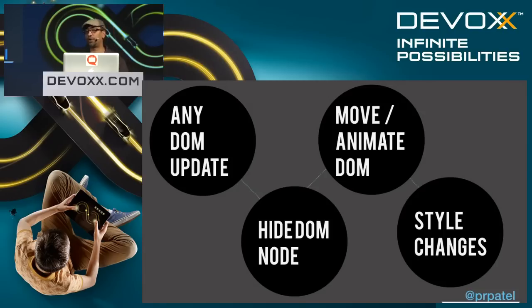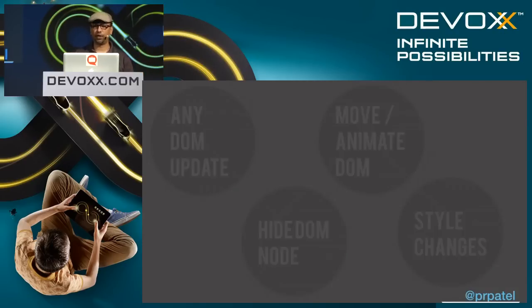Actually, there are a lot of things that trigger it. Any DOM update triggers a reflow and repaint. Hiding a DOM node. Doing any kind of move or animation in the DOM. Style changes. Okay? There's a bunch of other things, but these are the main ones that you're probably familiar with in terms of what causes a reflow and repaint, i.e. what causes your client-side JavaScript web app to run slowly.